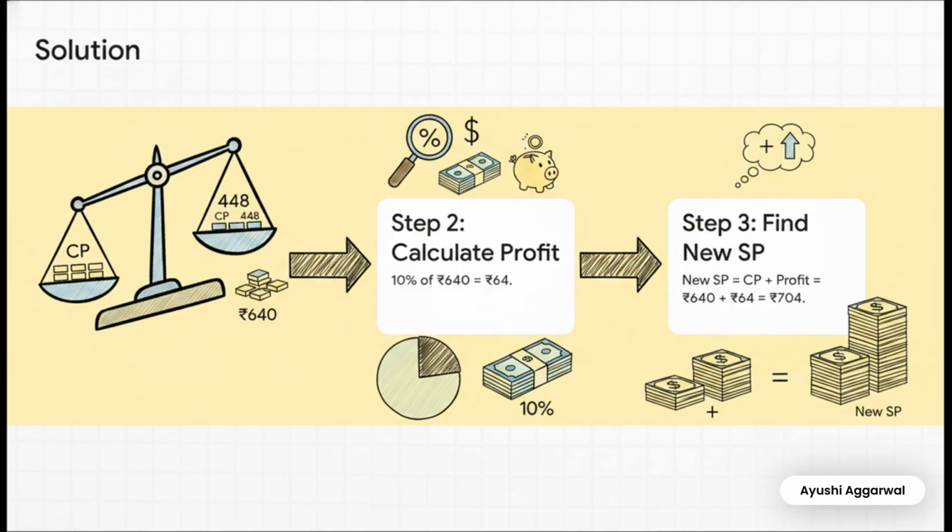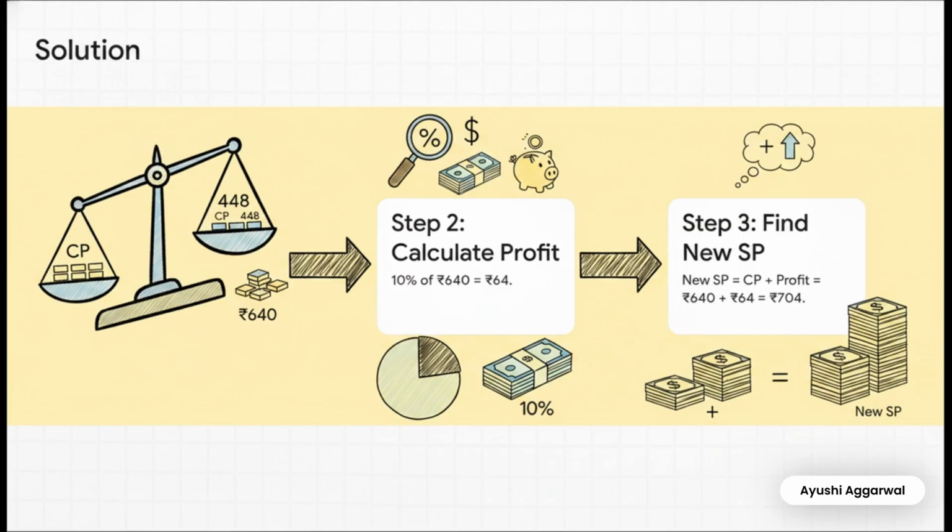We move the CPs to one side and the numbers to the other. That gives us 2 times CP equals 1280. So our cost price is 640 rupees. Now for the second part of the question, we need a 10% profit. So for step 2, we calculate 10% of 640, which is just 64 rupees.